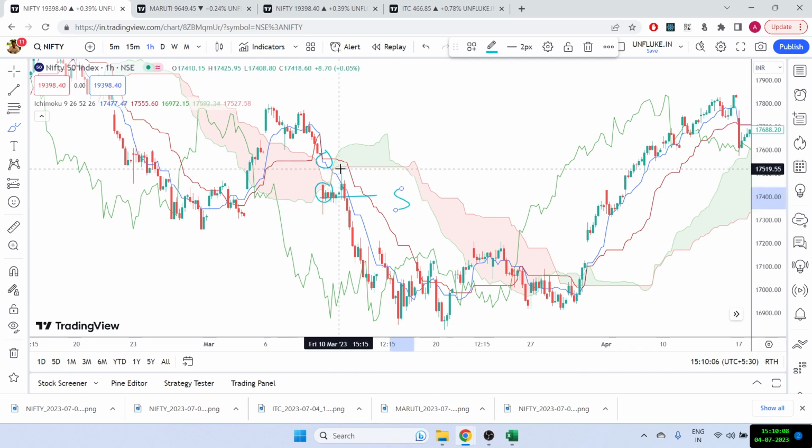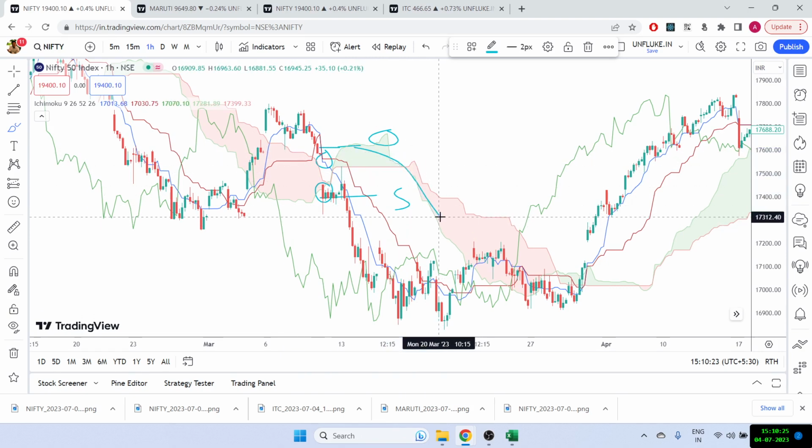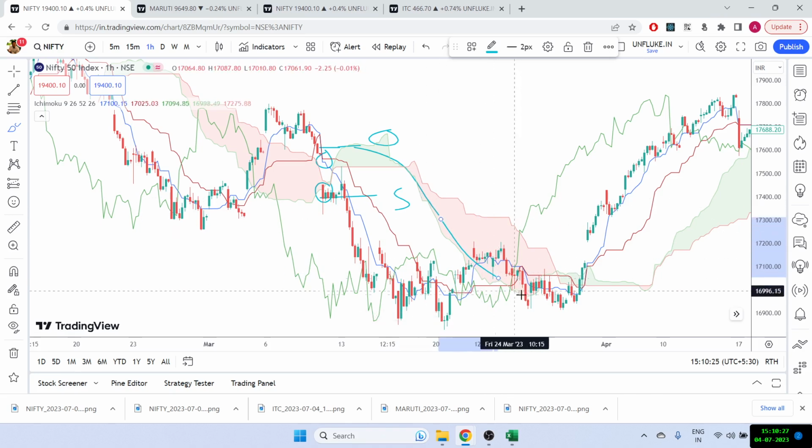I will put my initial stop loss somewhere around this level, the blue level, and I will not increase my stop loss. It will stay the same, but once the price starts to go down, I will keep trailing my stop loss with the blue line, and you will notice that it gets hit somewhere here. So this is how I trade with Ichimoku Cloud.